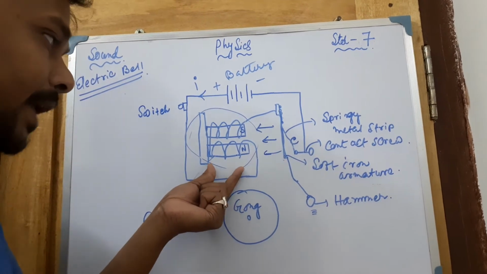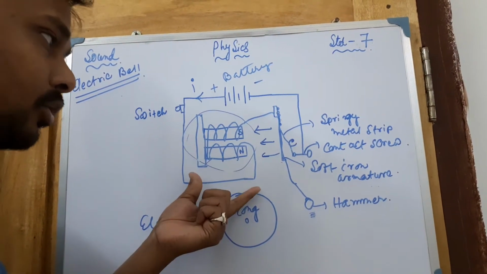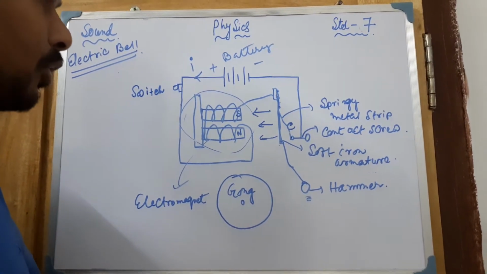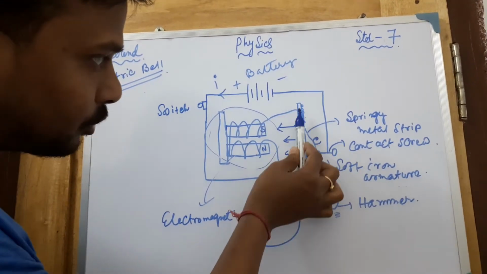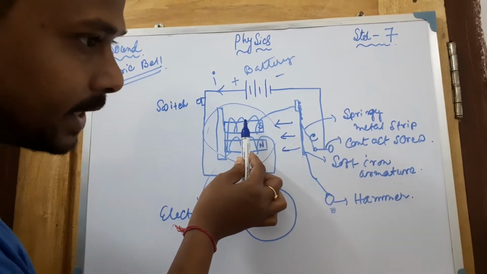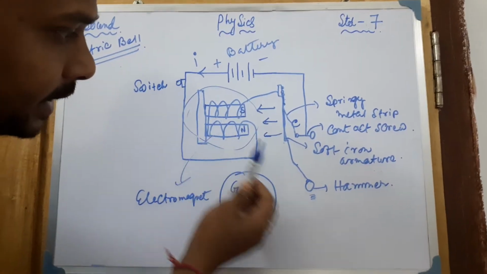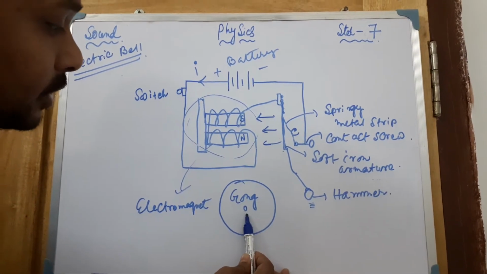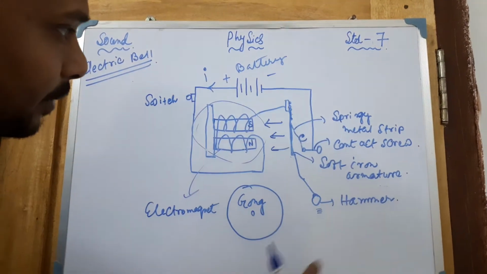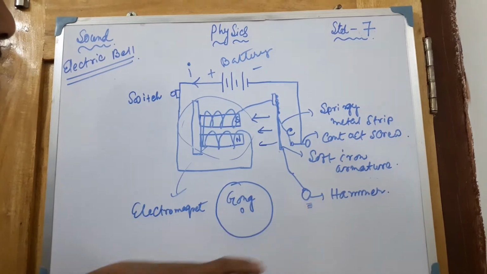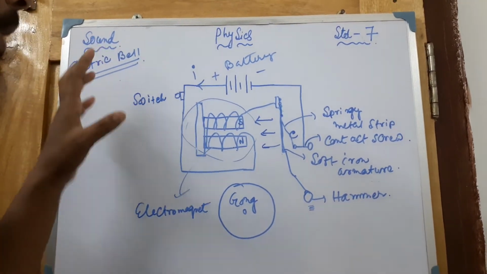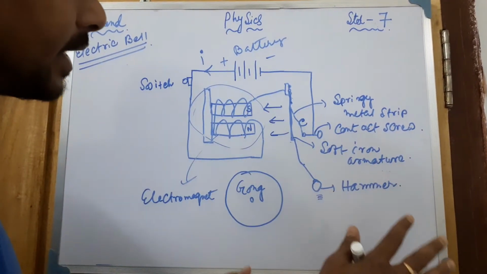As it is not a magnet right now, because the electromagnet depends on the flow of charges, the flow of current, in that instant this portion will not come to this side. And when it does not come to this side, the hammer will not be able to hit the gong, and the whole device is inactive. This is called the electric bell and its construction. All the things are written here in the book.